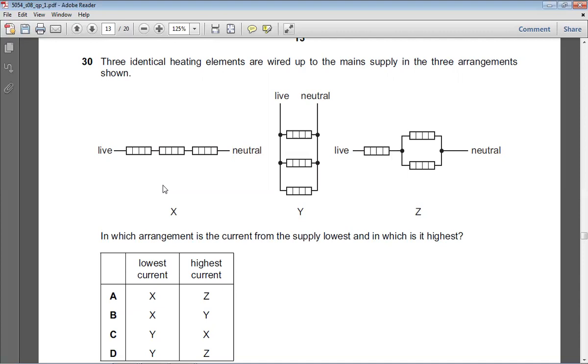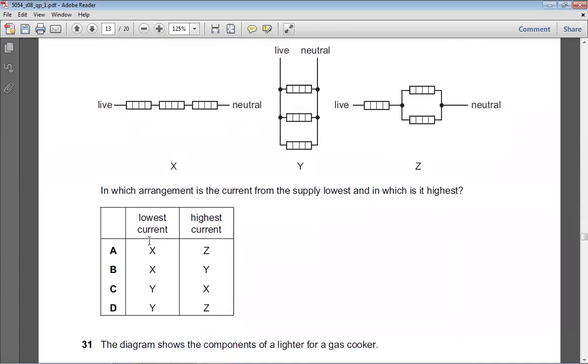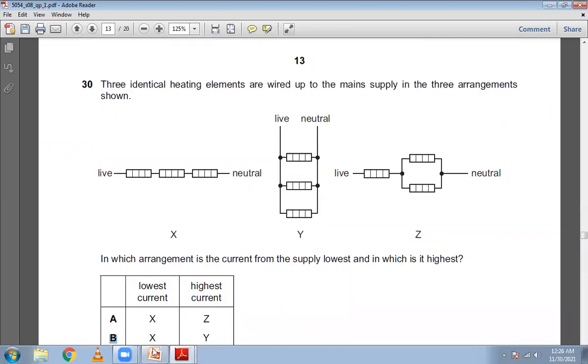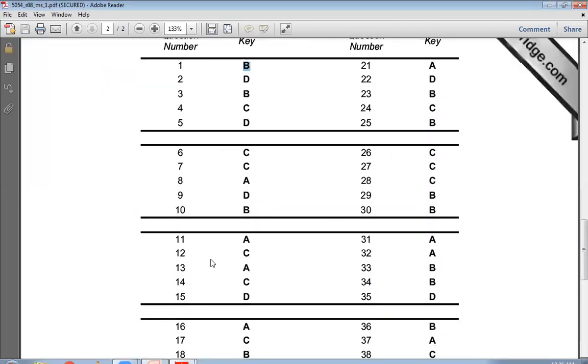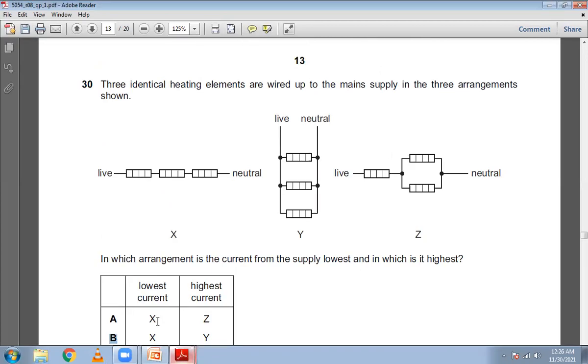So his question is, in which arrangement is the current from the supply lowest? I think in Y the current will be highest because the combined resistance will become lower. So the highest current will be Y, and the lowest current will be X. I think B is the right option. Question number 30, B looks the best option to me. And question number 30, B is the right option, sir.